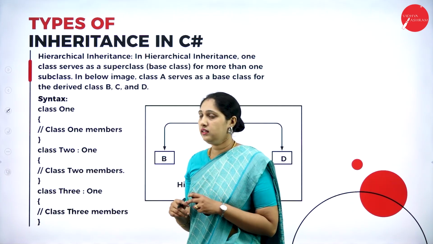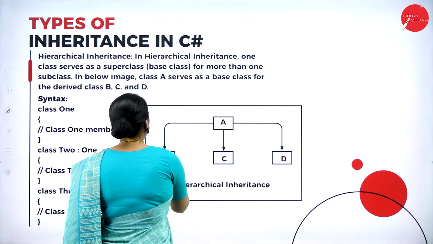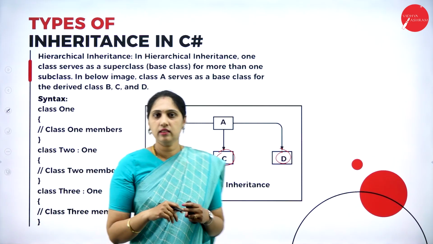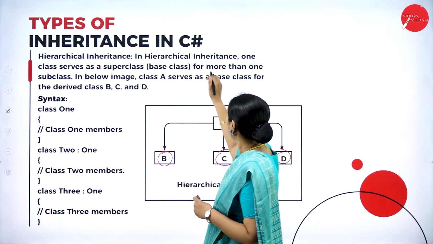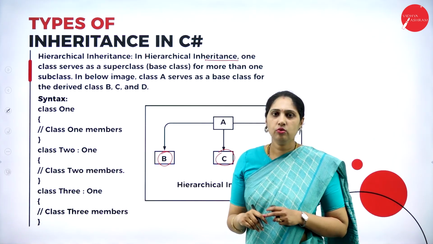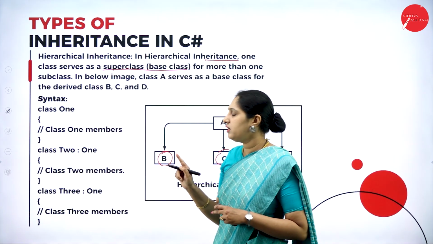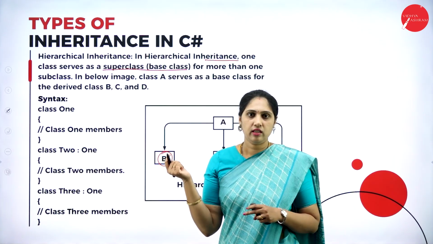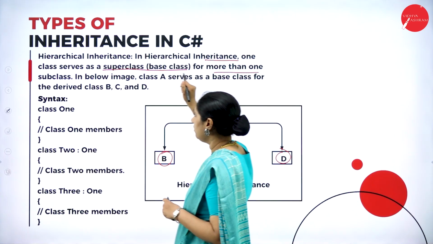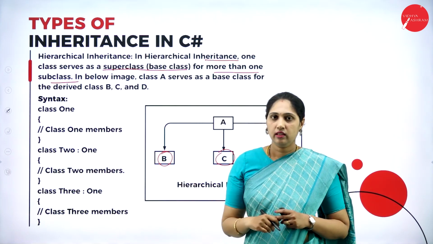Next, you have hierarchical inheritance. See, here you can see there is only one superclass and you have more than one derived class. So this is nothing but hierarchical inheritance, something like a hierarchy. Here you can see only A is a superclass. So it serves as the only base class, but you can have more than one derived class. See, B, C, D are derived classes. So for more than one subclass, you can go for hierarchical inheritance.